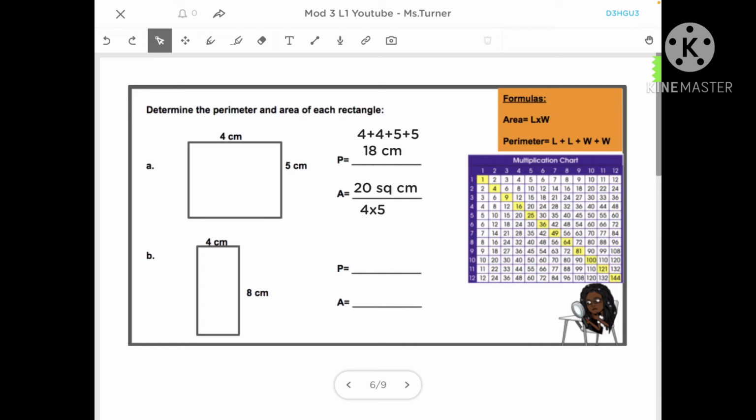I want you to pause the video and I want you to do B, all on your own. When you think you have the answer, unpause the video to check your work against mine. All right, you guys, welcome back. So for part B, I know that I have a length of 4 centimeters and a width of 8 centimeters. So in this case, you guys, when I'm finding the perimeter, I'm still using that formula, length plus width plus width.